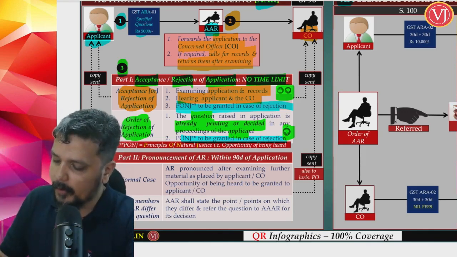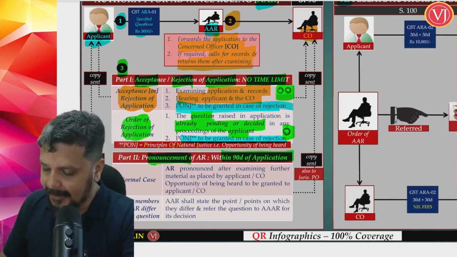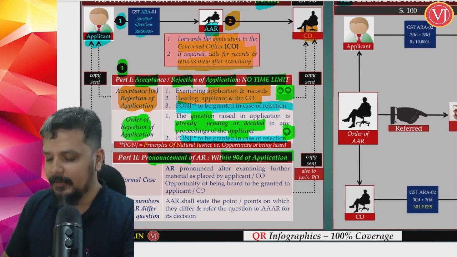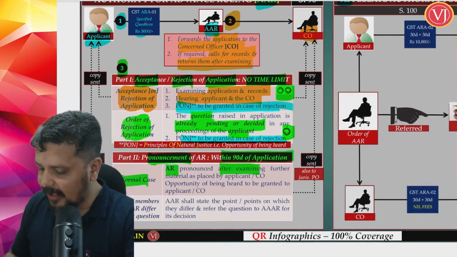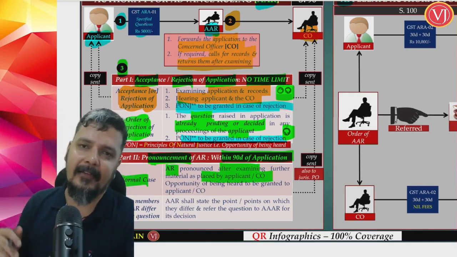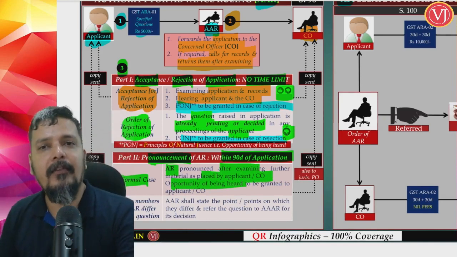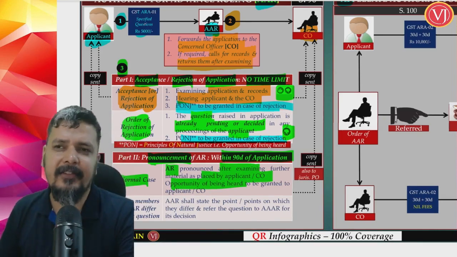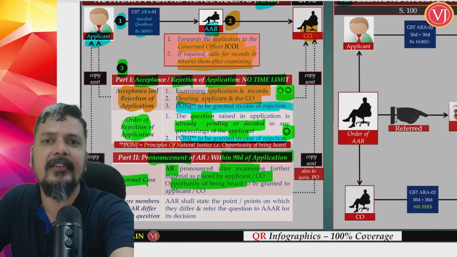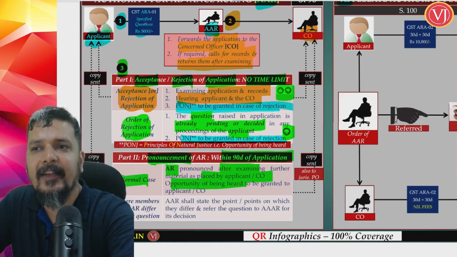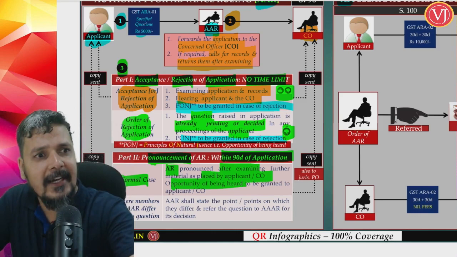That opinion or ruling should be given within 90 days of application. Right. In a normal case, advance ruling is pronounced after examining all the records placed by both applicant as well as the concerned officer, and to both of them there will be opportunity of being heard. Principle of natural justice will be there. Final order should be within 90 days, which means within 90 days you have to do two things. First, decide whether to accept the case or not. Second, give ruling. Everything should happen within 90 days.